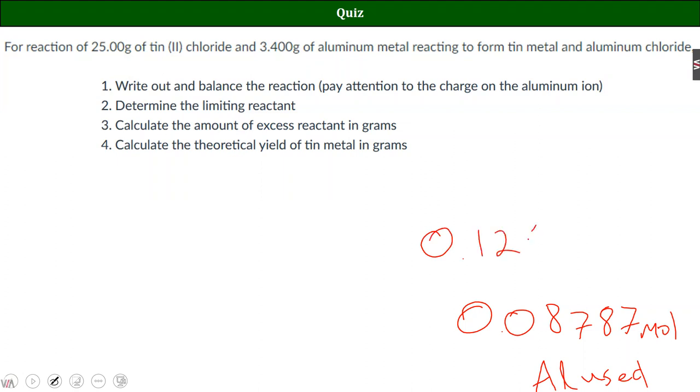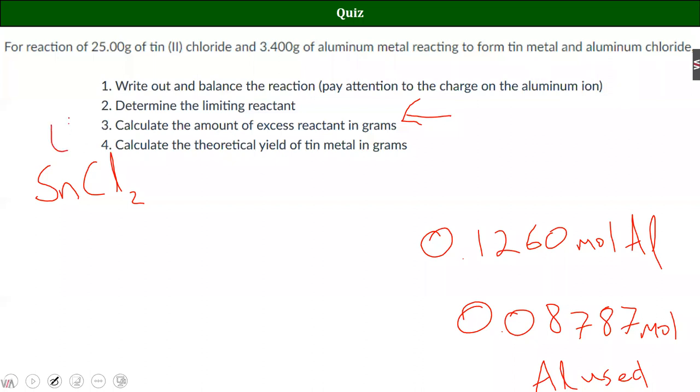And we had 0.12 something, 6360. So if we have 0.1260 moles of aluminum and using up all of our tin 2 chloride, you only use 0.08 moles of aluminum. That's less than what we actually have. Using up all of our engines means we still have leftover doors. We didn't use up all the doors we have. So that tells us two things. One, this is going to be useful in figuring out our excess reactant. But two, it also just tells us what runs out first, right? So that tells us tin 2 chloride is the limiting reactant.